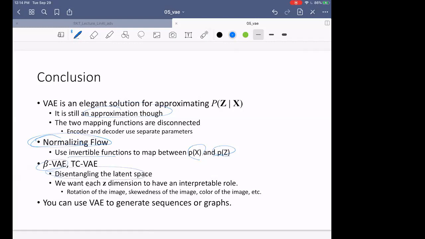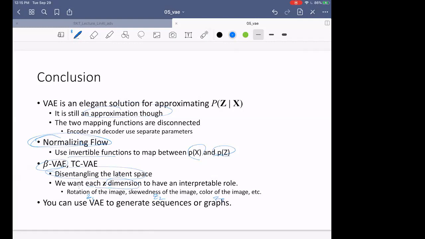So we want each Z dimension to have an interpretable role, not just some random number like in PCA. We want the Z space to have certain meanings for each dimension. For example, Z1 would be the rotation of the image, Z2 would be the skewedness of the image, and Z3 would be the color of the image.